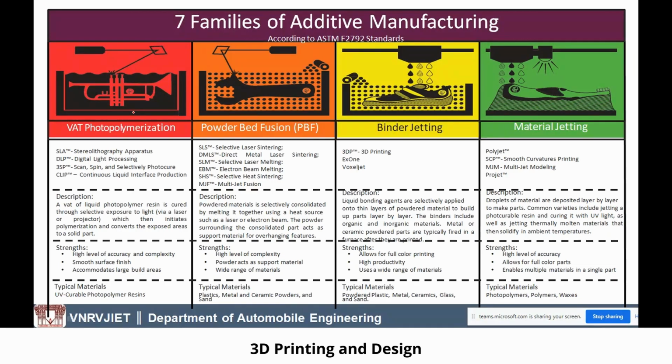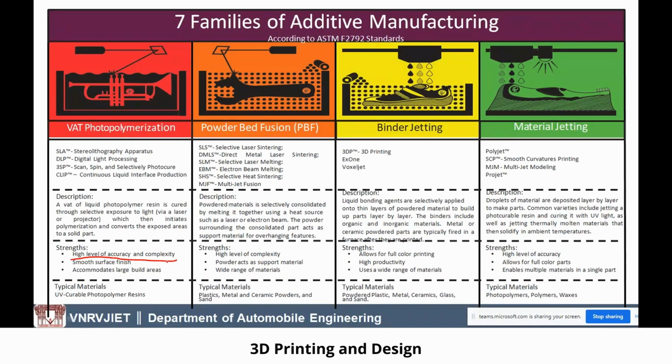Okay, what are the main advantages of this process? The advantages are that you can produce high strength components, and not only that, complex components also you can produce. Smooth surface finish. It can accommodate a large build area, that means larger component sizes also you can produce. And mostly here we use plastic, because we can convert plastic into a liquid stage very easily. That's why mostly we use UV curable photopolymer resins in this process.